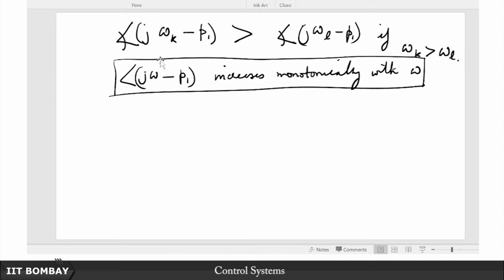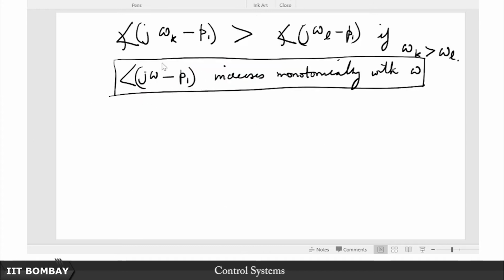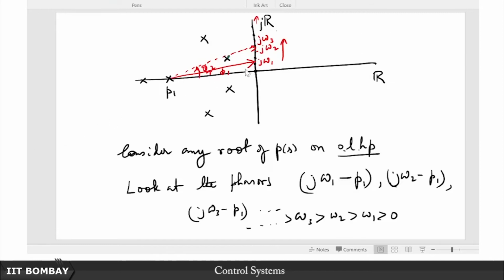In other words, I don't initially know if the poles are on the left half plane, the right half plane, or the imaginary axis. But if I am told that for every pole of a particular polynomial, as I go from omega equal to 0 to omega tending to infinity along the positive imaginary axis, this argument increases for every pole, then I can immediately deduce that this polynomial's poles must all be on the open left half plane. So it is a necessary and sufficient condition. Not just this, there is something very interesting also happening here.